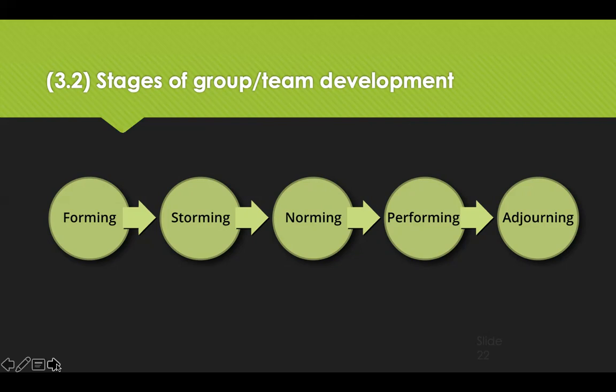This is due to the fact that the project is completed, or maybe somebody's left voluntarily, or there's a restructure or redundancy. But this model recognises that contemporary organisational teams and groups evolve in their interactions and behaviours over time. And the management aim is to try to get the team to the performing stage as quickly as possible.